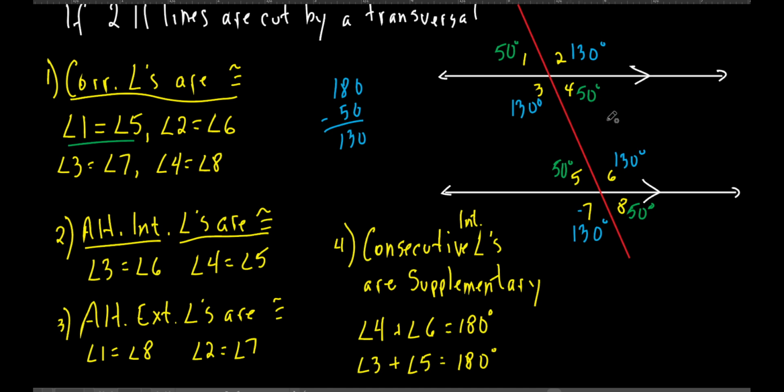Here's something that's kind of interesting. All the acute angles, look, which ones are acute? 1, 4, 5, and 8. All the acute angles are equal to each other, aren't they? Look at the obtuse angles. What's true about all the obtuse angles? They're all equal to each other. So when you have two parallel lines cut by a transversal, all the obtuse angles are going to equal each other, and all the acute angles are going to equal each other.